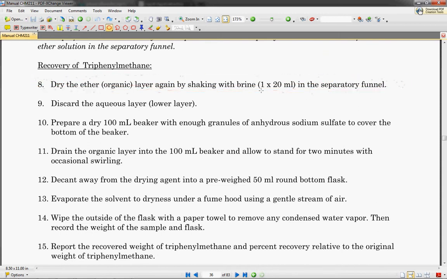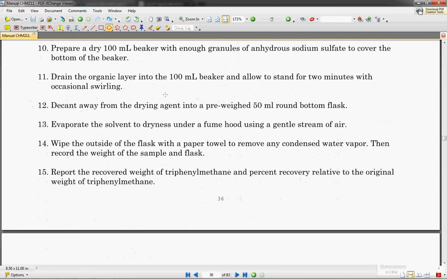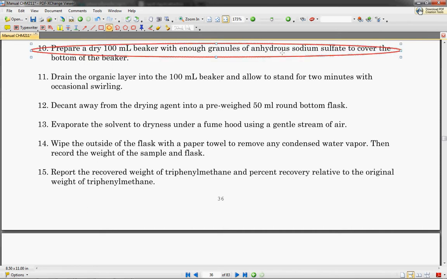We're going to dry the ether by shaking it with brine. What that will do is that brine has a lot of salt, and as we know, salt absorbs a lot of water, so it'll absorb a lot of the water out into the bottom layer with the brine. And you'll discard that bottom layer, because remember, we're trying to keep the organic layer, which has all of our triphenylmethane. We'll do another dry, this time with granules of anhydrous sodium sulfate. So that's just, again, to remove any water that remains in the solution.